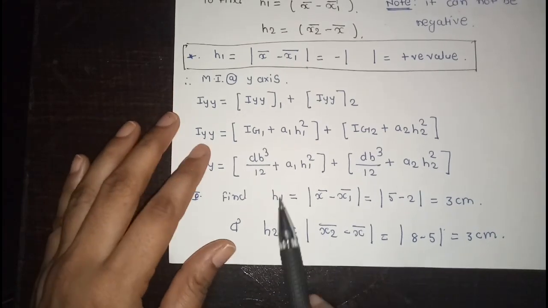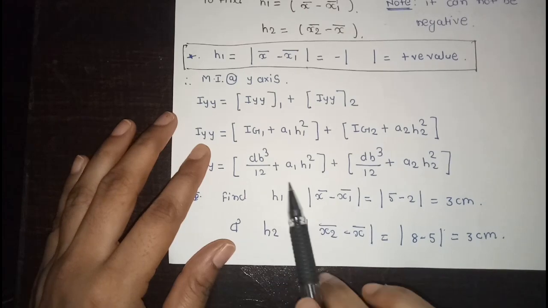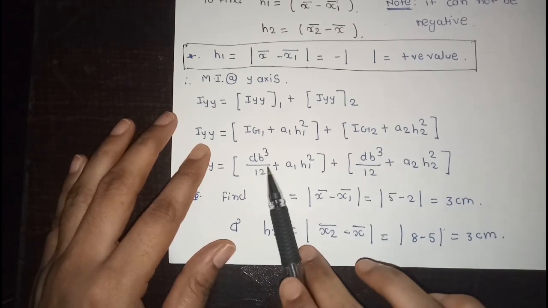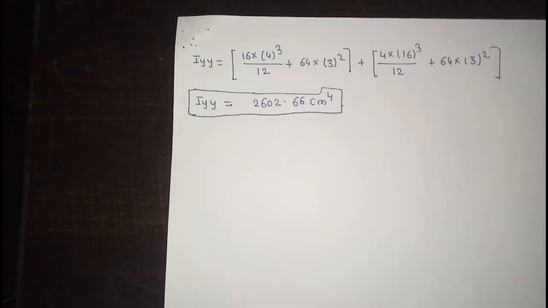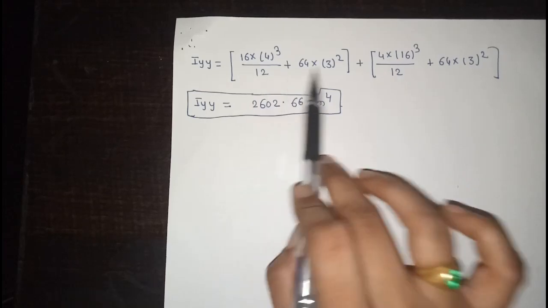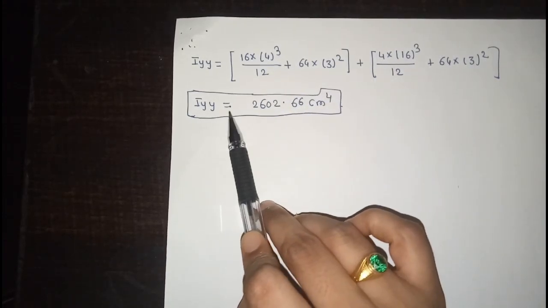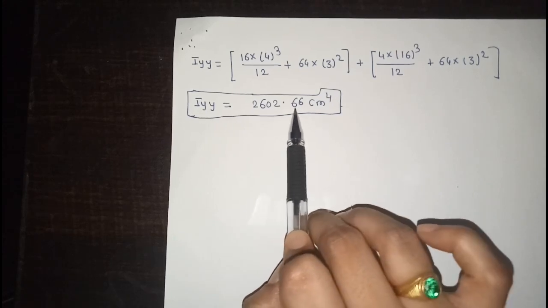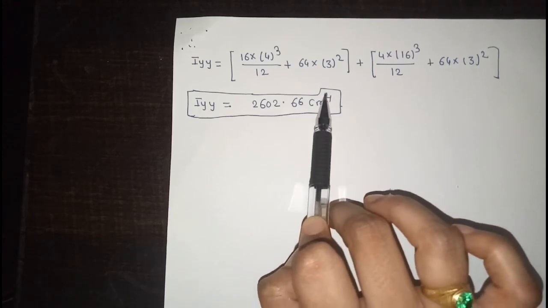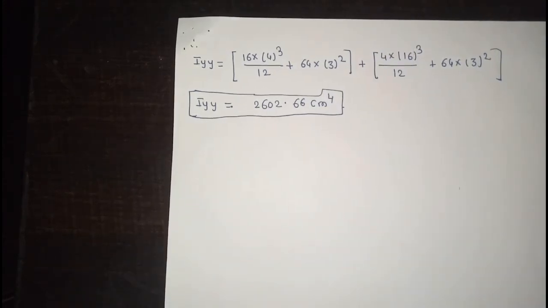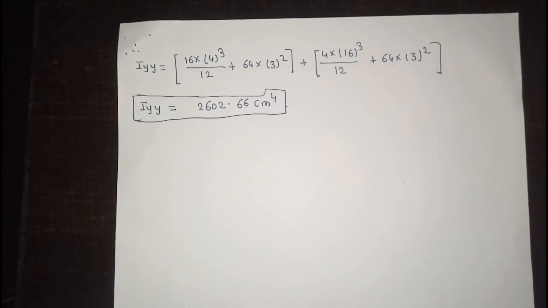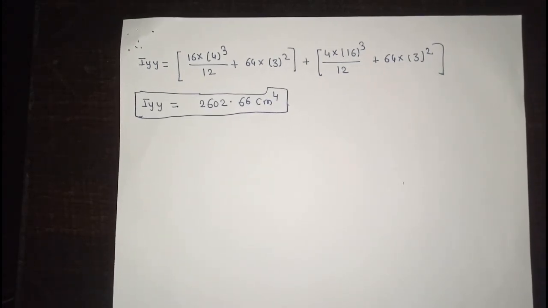Then put the values of h1, h2, A1, A2, db cubed. Okay, then we get Iyy is equal to, put the values in this equation, then we get Iyy is equal to 2602.66 centimeter raised to 4. Okay, thank you.